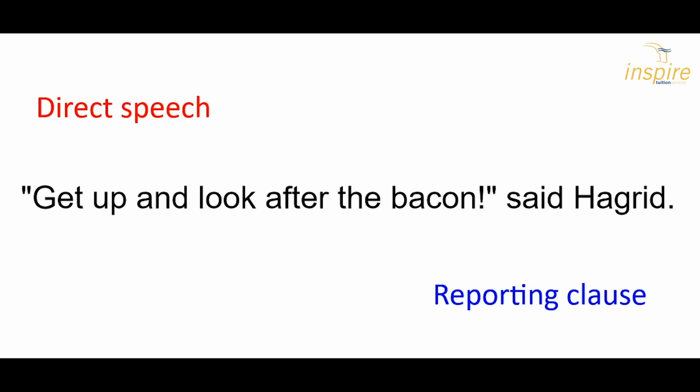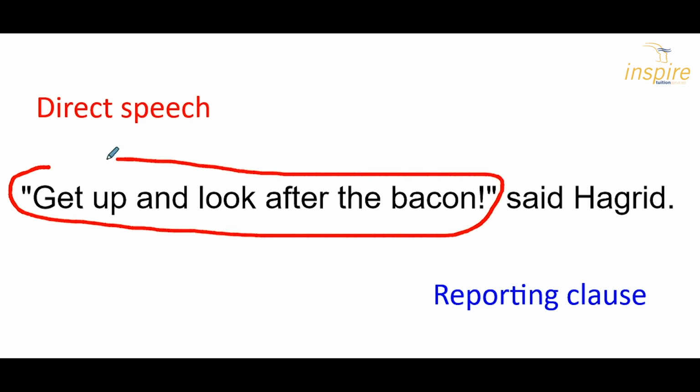Today we're going to look at how we write direct speech. Direct speech is the part in the text that tells us what the character has said. So in this example here, "Get up and look after the bacon" is the direct speech. It has inverted commas at the beginning and at the end of what the character has said.